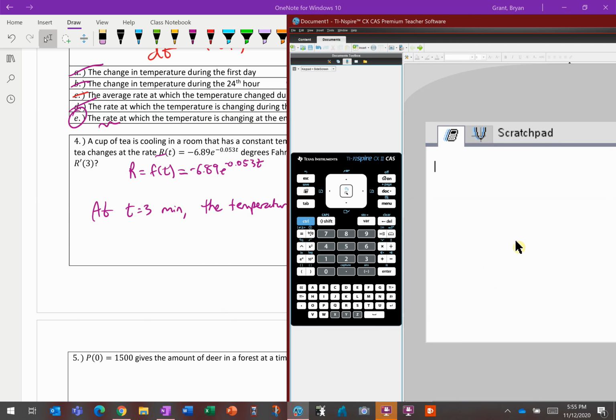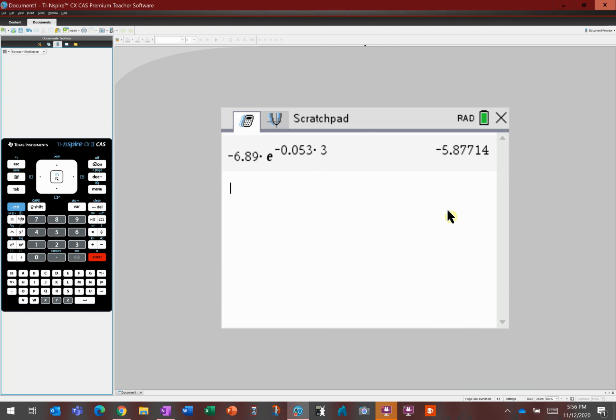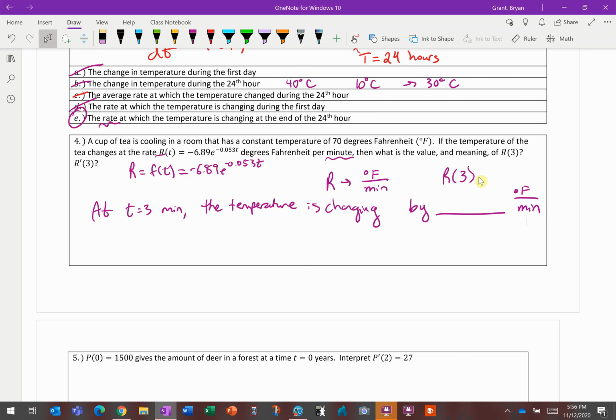I'm on my scratchpad screen, so we have negative 6.89. And then don't forget, when we use e, we don't use this keyboard e down here. That doesn't mean our e to the power. We actually need to use this e button. So it's e to the power of negative 0.053, and then times what? Well, we're inputting 3, aren't we? And then let's see what we get. My guess is I should have, oh no, they gave it to us. That was so nice. Negative 5.877, always going at least 3 decimal places.